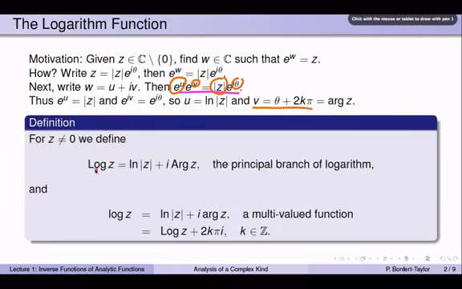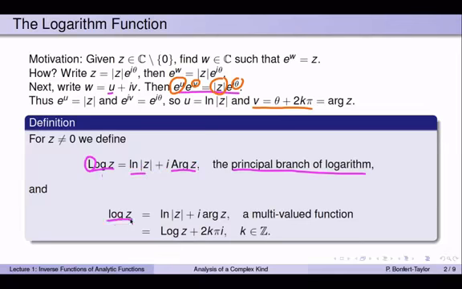We define the logarithm of z with an uppercase L to be the natural log of the absolute value of z plus i times uppercase argument of z. And that's defined to be the principal branch of the logarithm. Remember, I told you we have many choices for the argument of z. If we choose the principal argument of z, then we get the principal branch of logarithm, and it's defined as the natural log of the absolute value of z plus i times uppercase argument of z.